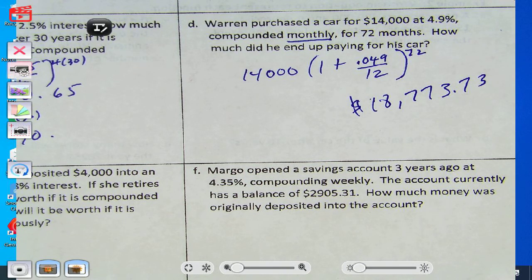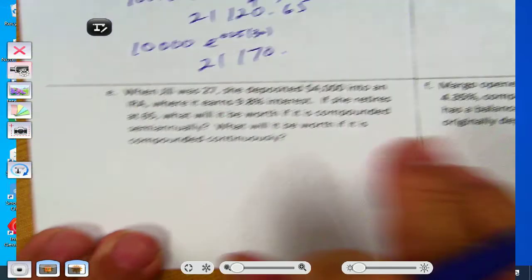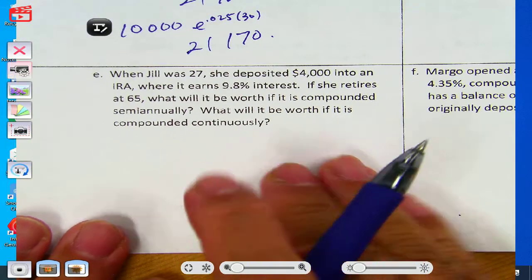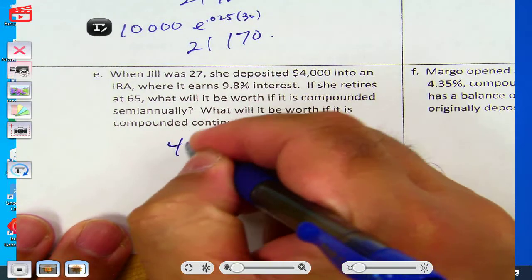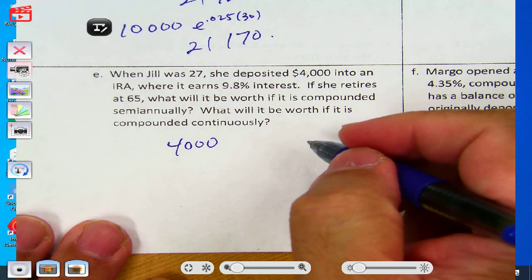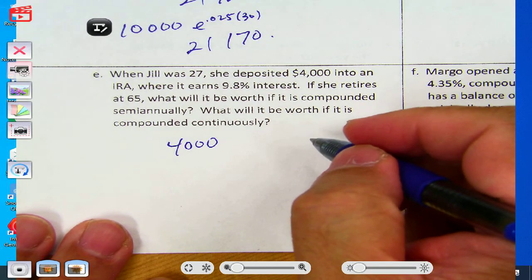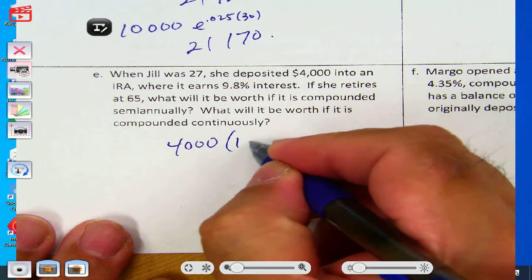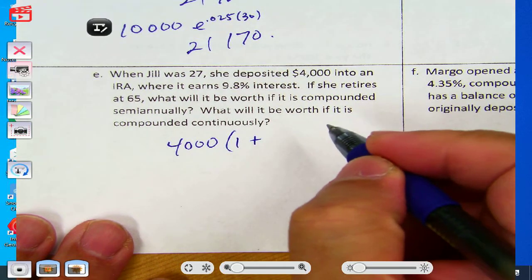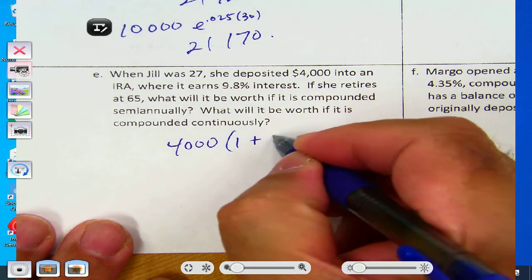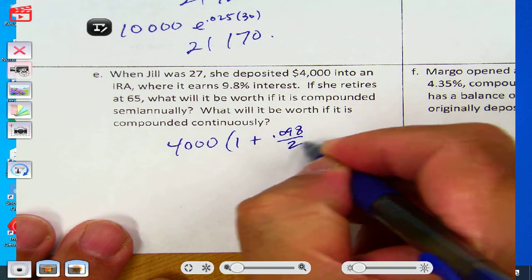Alright. Next question. E. When Jill was 27, she deposited $4,000 into an IRA where it earns 9.8% interest, and it's compounded only semi-annually. So how many times per year is semi-annually? Twice. Alright, so it's 0.098 over 2.